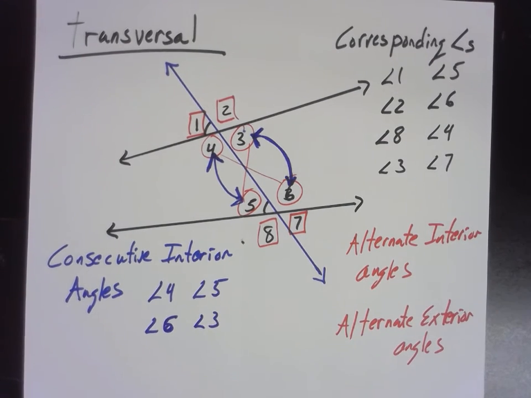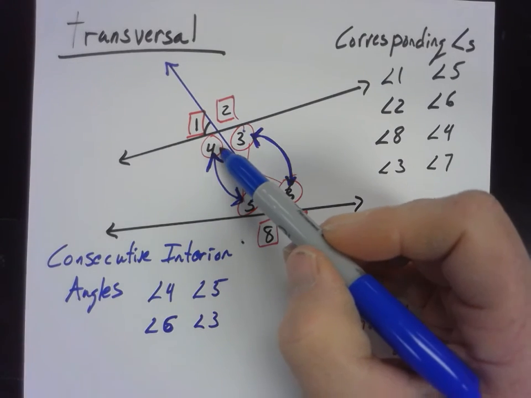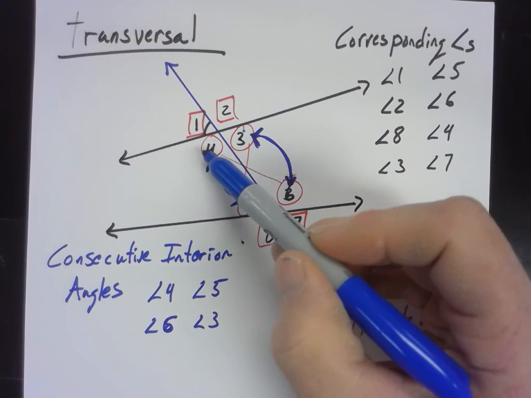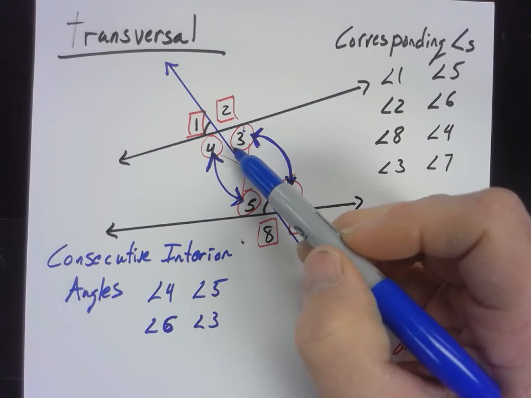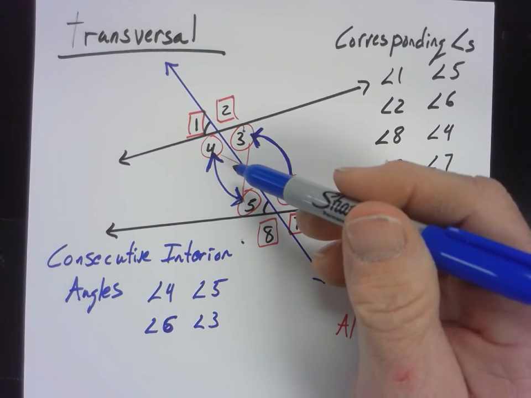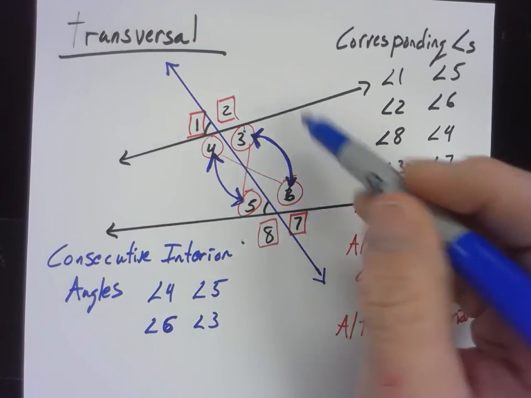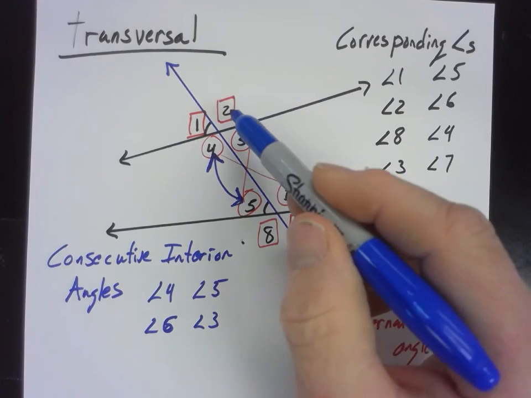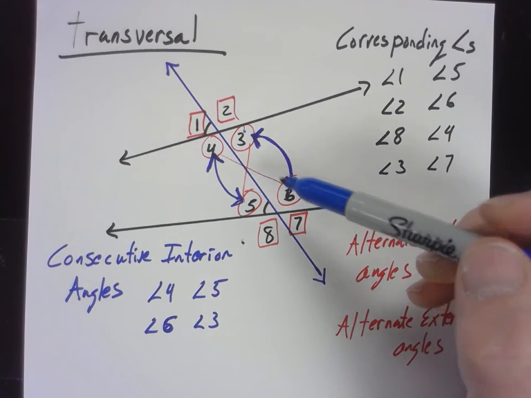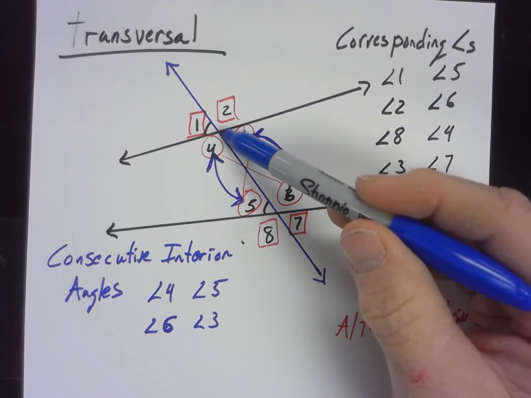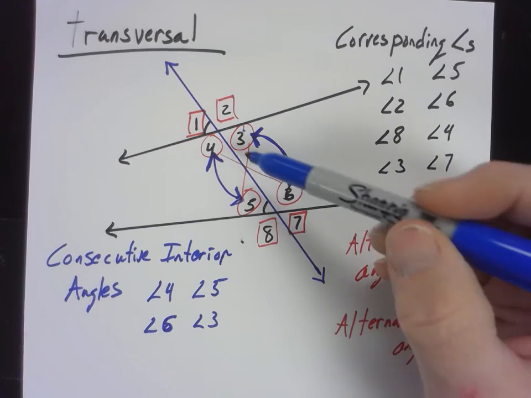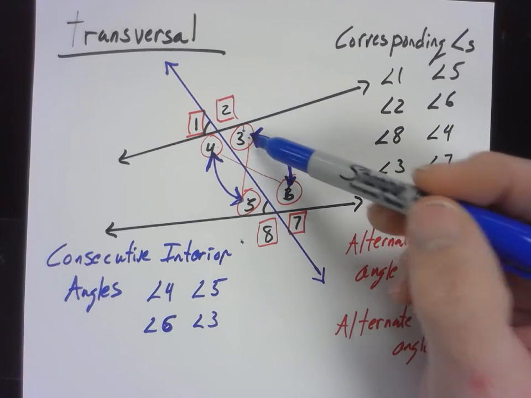Now, some of you might be saying, what about 4 and 3? They're interior, and they're right next to each other. So, are they consecutive interior angles? No, they're not. You'll see why when we start talking about all the relationship stuff here. But no, they have to be on a different intersection in order to be consecutive interior angles. So just 4 and 5 and 3 and 6.